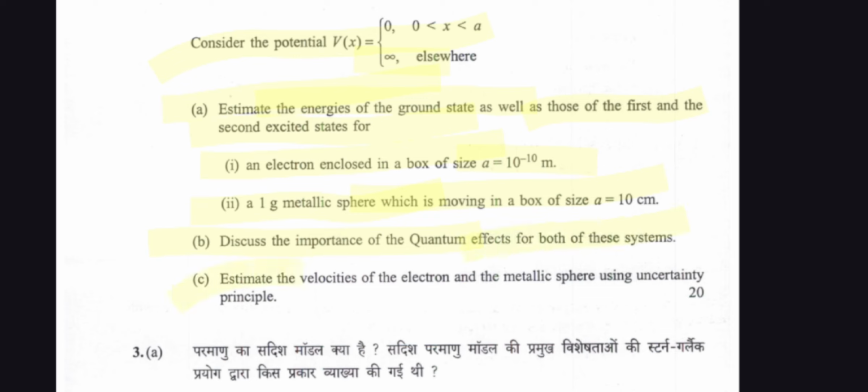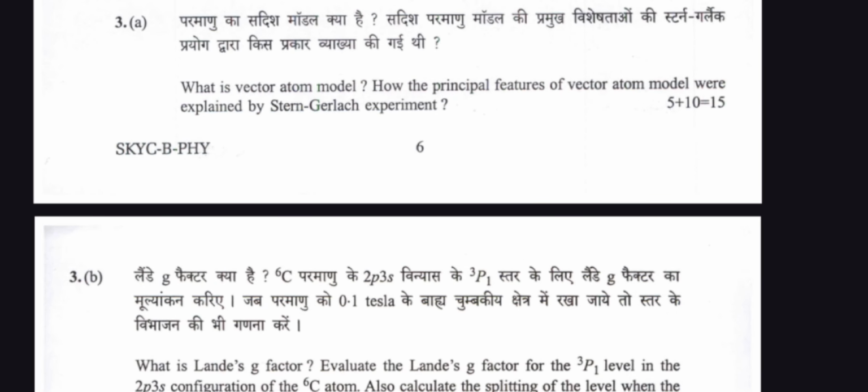Question number C. Estimate the velocity of the electron and the metallic sphere using the uncertainty principle. And question number 3a. What is the vector atom model? How were the principal features of the vector atom model explained by the Stern-Gerlach experiment?